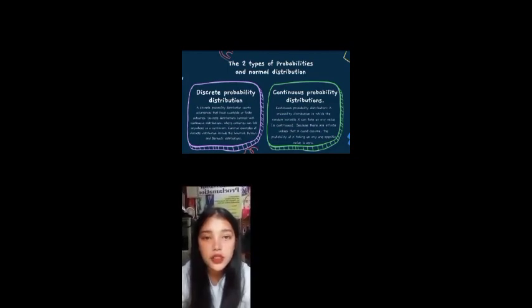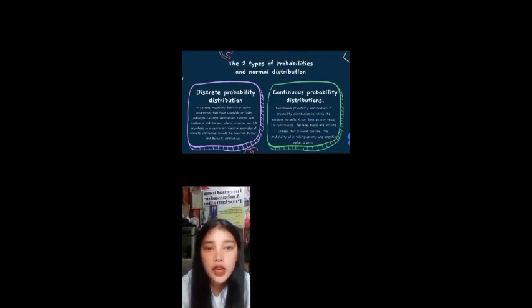Number 2, continuous probability distribution. A continuous probability distribution is one in which the random variable x can take on any value. It is continuous because there are infinite values that x could assume. The probability of x taking on any one specific value is 0.